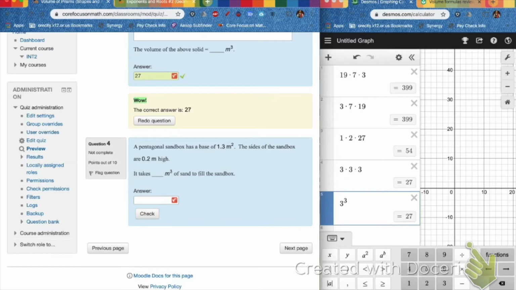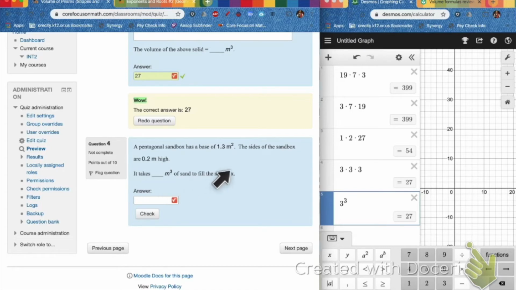All right, now we have a couple problems where let's read what we got. A pentagonal, remember our accent, sandbox has a base of 1.3 meters squared. The moment I see the squared, I know it's surface area, because that's always in square units. The sides of the sandbox are 0.2 meters high, meaning the height. It takes blank meters cubed of the sandbox to fill the box.